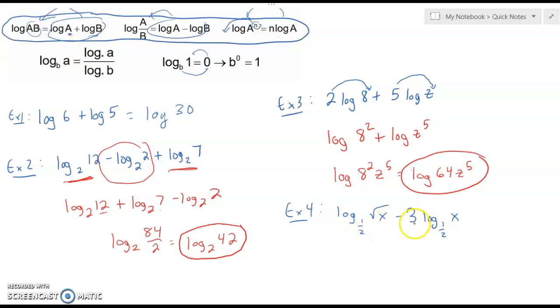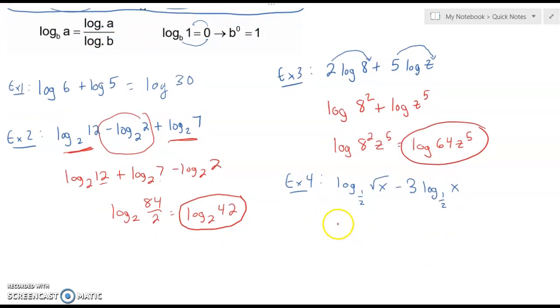I've got nothing here, but I have that 3 there. And so I'm going to make this log base 1/2 of the square root of x. Actually, I'm going to rewrite that, and you'll see why in a minute: x to the 1/2 power. That's what square root of x means. And I take that 3 and bring it in, making it minus log base 1/2 of x to the 3rd. Now I have a division problem.